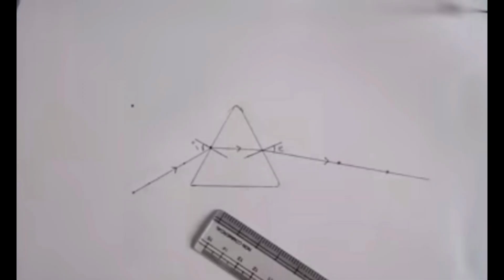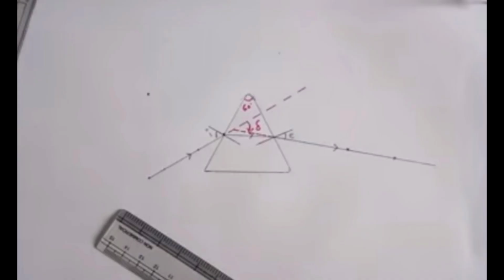Now we can draw the normal on the emergent ray also. So that angle will be the angle of emergence. So here we don't have to measure the angle of emergence. We need only the angle of incidence and angle of deviation. Now we have to extend the incident ray and the emergent ray in such a way that they meet at a single point, and then we will get the angle between these two as the angle of deviation. Now by using the protractor, we will measure the angle of deviation in each case.